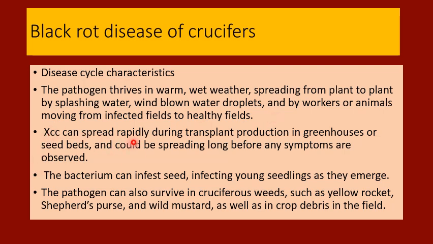This bacteria can spread rapidly during transplant production in greenhouses or in seed beds and could be spreading long before any symptoms are observed. At the very beginning it is very difficult to observe the symptoms in very young cultivation, but later on we can see the symptoms at the same time. The bacterium can infest seed also, then infect young seedlings as they emerge. The pathogen can also survive in cruciferous weeds such as yellow rocket, shepherd's purse and wild mustard, as well as in crop debris in the field.